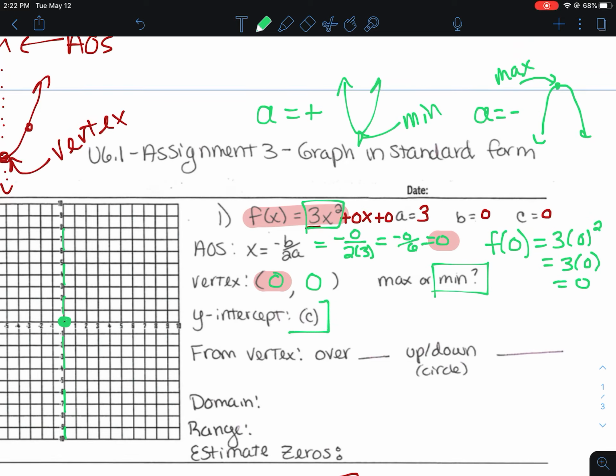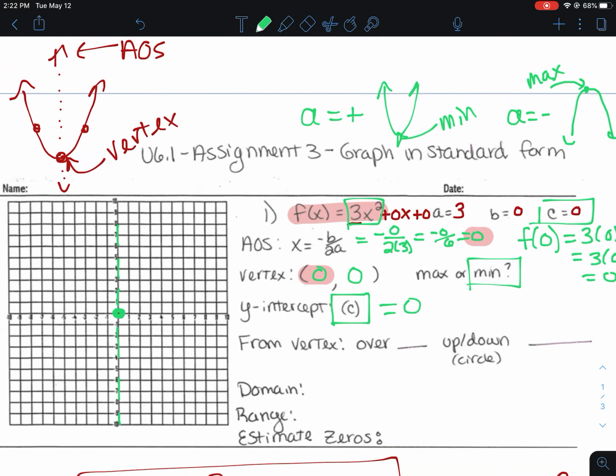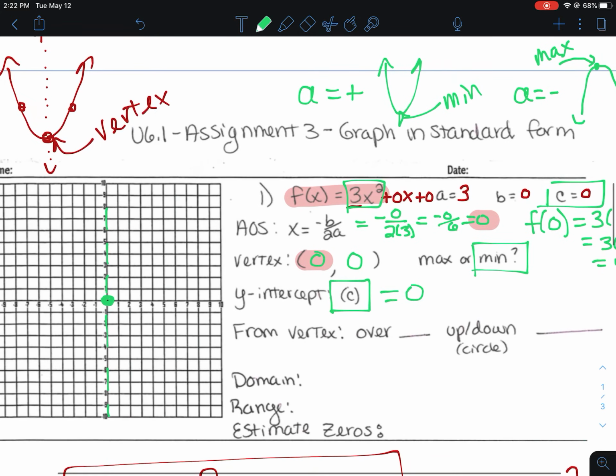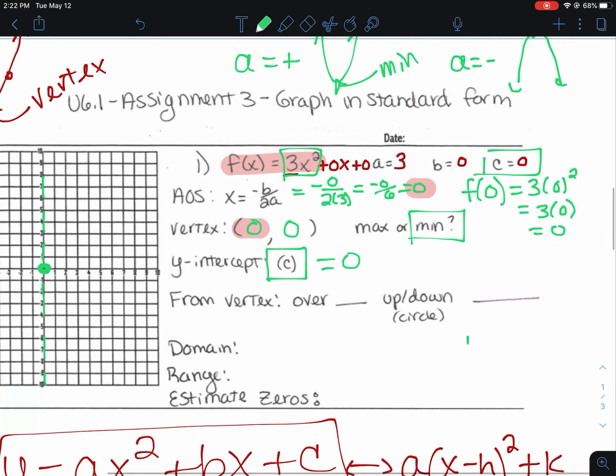The y-intercept of our graph, well, we can already see it's crossing the y-axis at 0. That's always the same value as C, okay? If the graph isn't centered on the origin, then you wouldn't already know the y-intercept, so this is usually helpful for you, except for when the graph is in the center. And then let's start from there. Let's see if we have the vertex point.